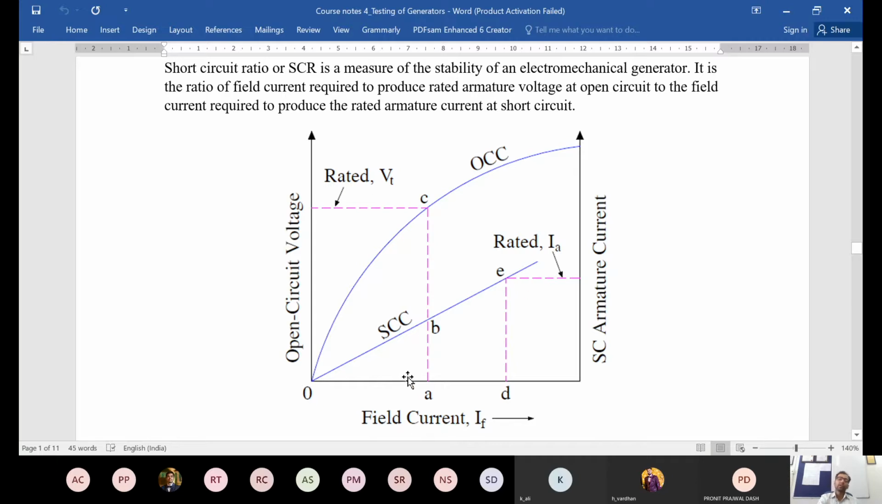Now the short circuit ratio says that it is the ratio of the field current needed for your rated terminal voltage in the OCC divided by the field current needed for your rated armature current in the SCC. So in this graph, it will be OA divided by OD. That is how you will get the short circuit ratio.